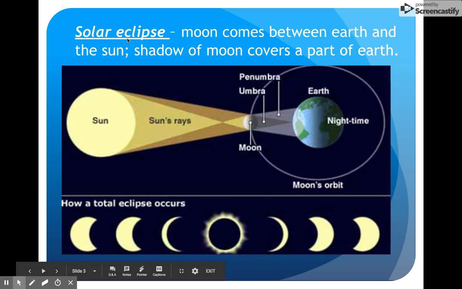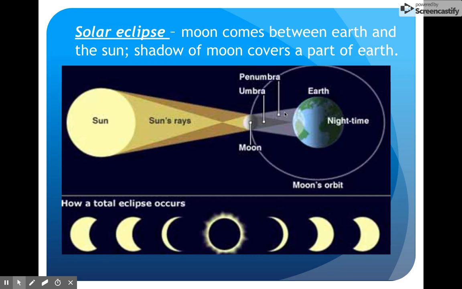A solar eclipse, think about the sun, so it occurs during the day. This is when the moon comes between the earth and the sun, and the shadow of the moon covers part of the earth. So here's the moon, here's earth. The moon's shadow comes in between. Because the moon is a fourth of the size, the shadow is much smaller, so only people in this umbra, or the darkest area, will see a total eclipse. And that total eclipse will go around in that one path.